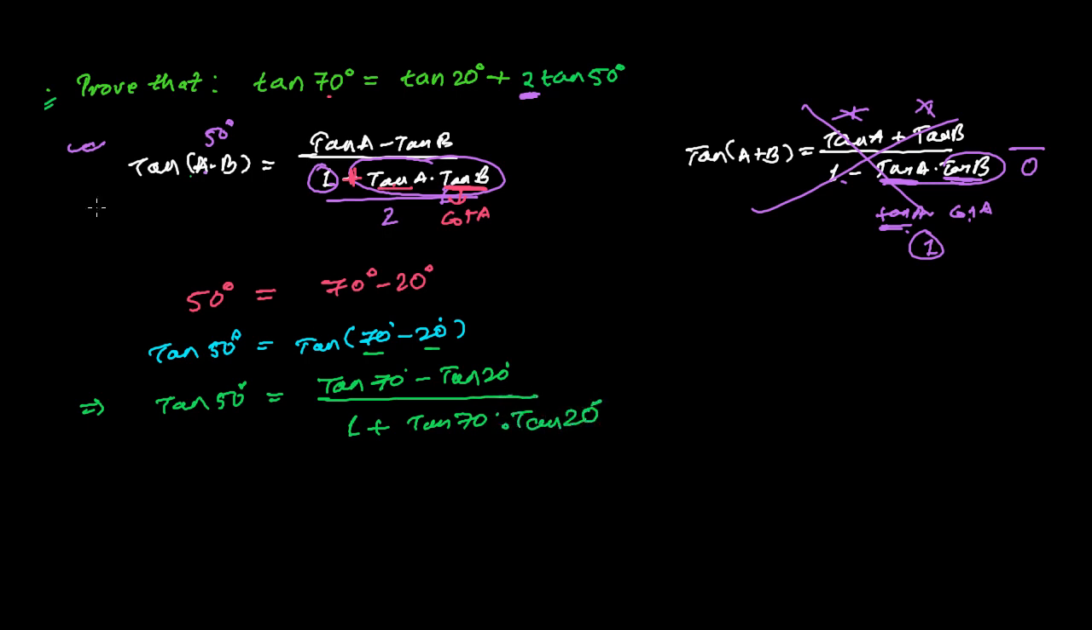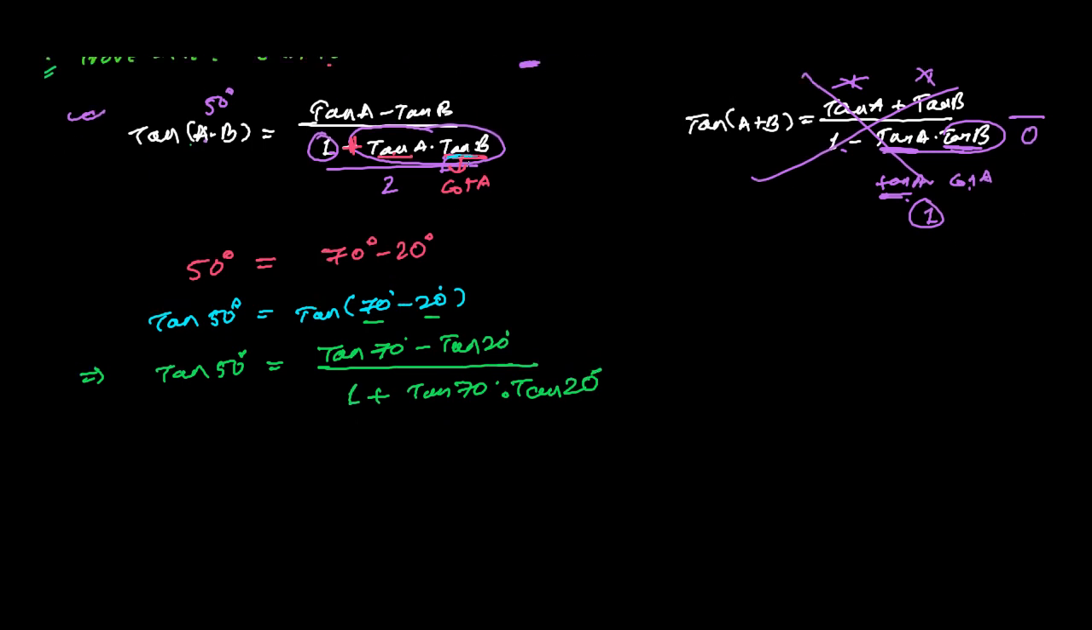All right, and as I told you, the next step is to convert this tan B into the cot A. So this is tan 20 degree. Let me first write here, tan 50 degree equals tan 70 degree minus tan 20 degree, and then 1 plus, now this is tan 70 degree. All right, and as I told you, we need to convert this tan 20 into the form of cot.